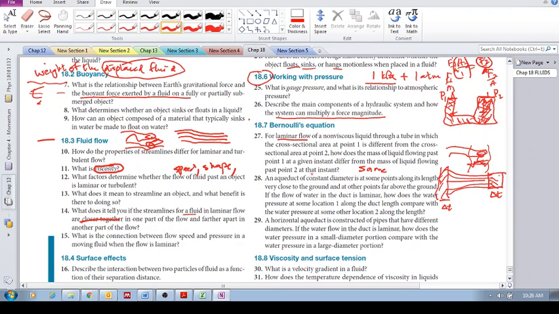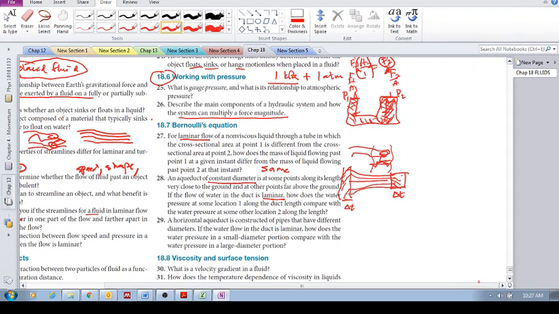Okay. 28. An aqueduct of constant diameter. So it's basically some kind of huge pipe that's transporting water. It has a constant diameter, is at some points along its length very close to the ground, and at other points far above the ground. If the flow of water in the duct is laminar, how does the water pressure at some location 1 along the duct length compare with the water pressure at some other location along the length?